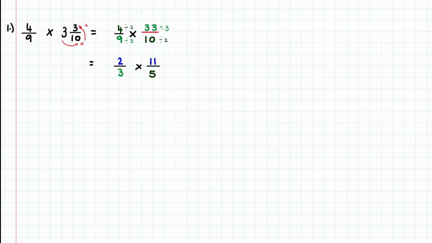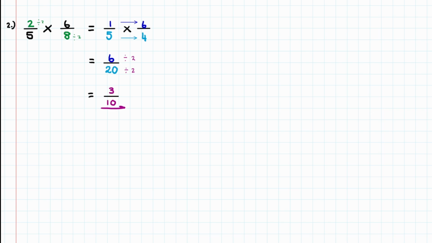I can now multiply across my numerators and my denominators. 2 times 11 is 22 and 3 times 5 is 15. We know that fractions are just another way of saying divide, so 22 over 15 is the same as saying 22 divided by 15, which would give me 1 remainder 7. The 1 represents our whole number and the 7 represents our numerator, so my final answer is 1 and 7 over 15.